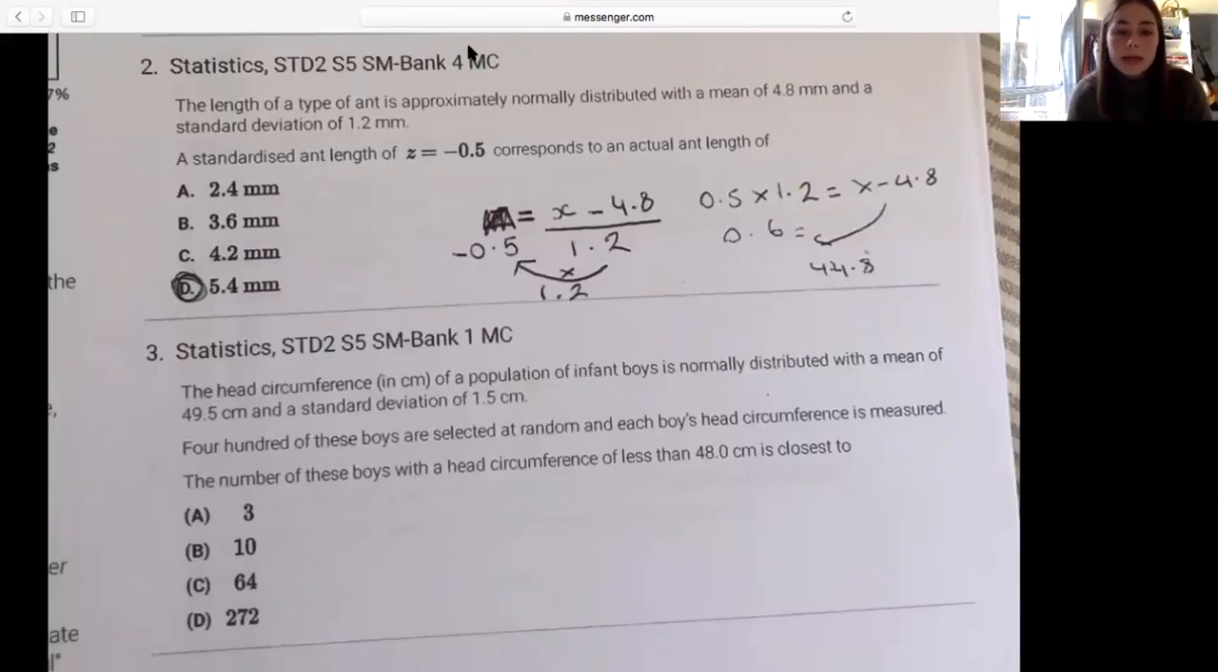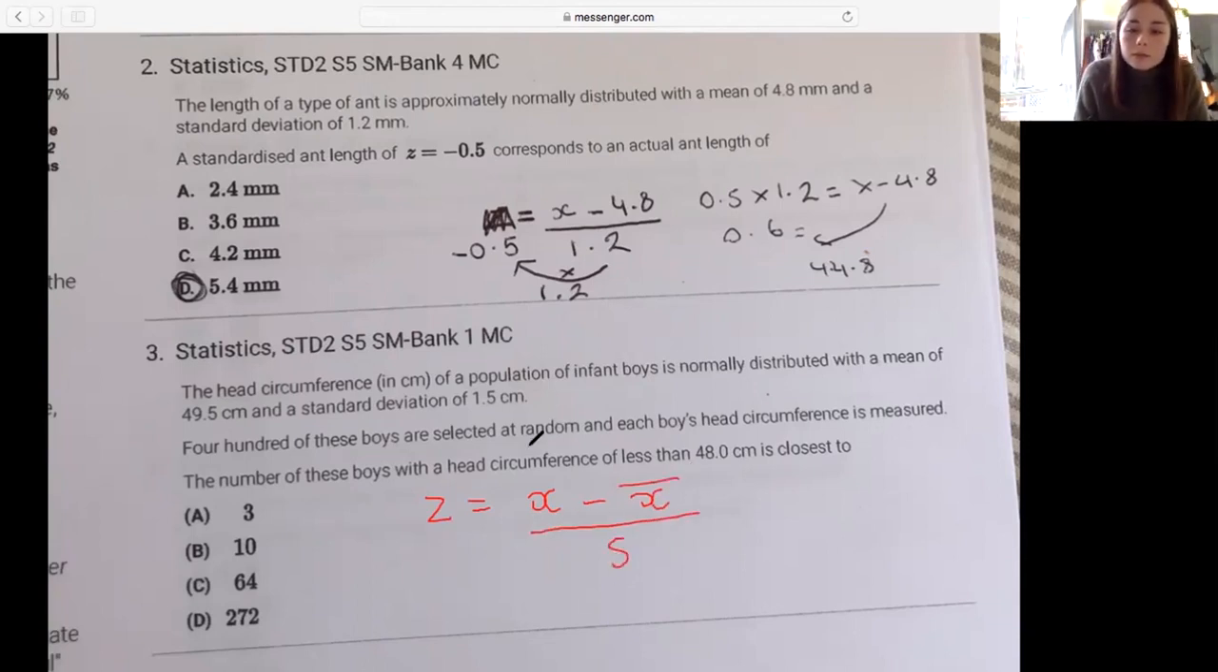With a mean of 4.8 and a standard deviation of 1.2, a standardized ant length of Z score negative 0.5 corresponds to an actual ant length. Okay, I just need to find my Z score formula. Where is that? Here. Okay. So we've got the Z score formula of X minus the mean of X over S. Is this what you used? I think this is what you used.